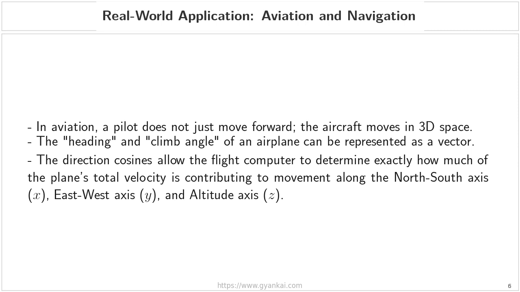A flight computer uses direction cosines to break down the plane's total velocity into its specific components. By using these cosines, the computer can calculate exactly how much of the plane's speed is contributing to movement along the north-south axis, which we call the x-axis, the east-west axis, or the y-axis, and finally, the altitude or vertical axis, which is our z-axis. It's essentially using the math we just learned to navigate the skies. Now, let's put this theory into practice with a concrete, step-by-step numerical example.